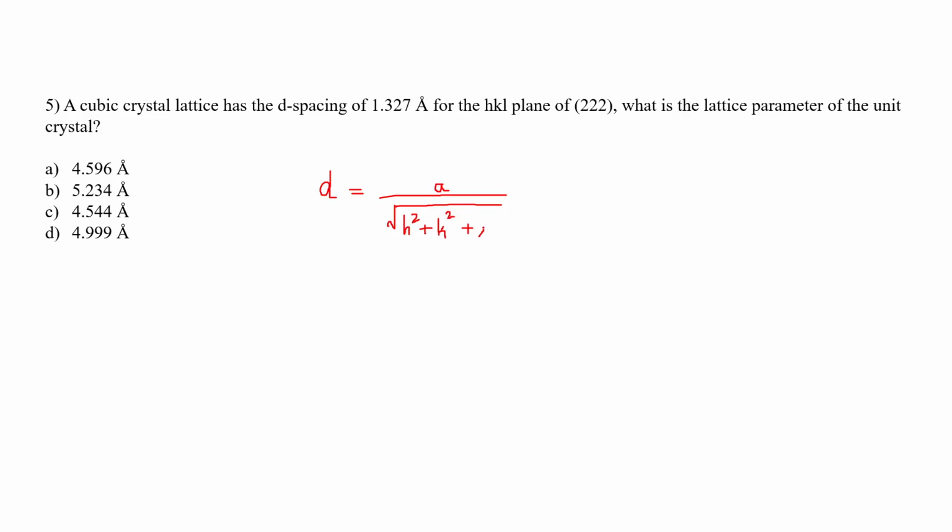So using this formula, can anybody suggest me the answer of this question? Your HKL is given as 222. Your d spacing is given as 1.327 angstrom. You just need to calculate your value of A in angstrom. Can anybody calculate and tell me for your cubic system? This formula is valid only for cubic system.